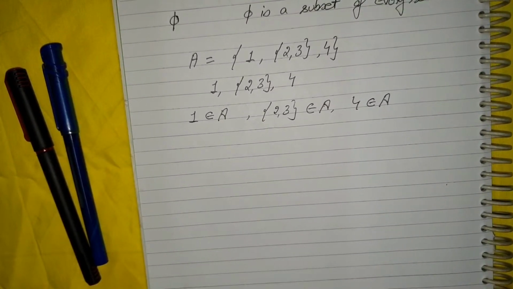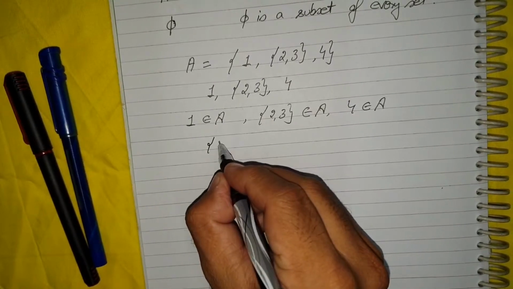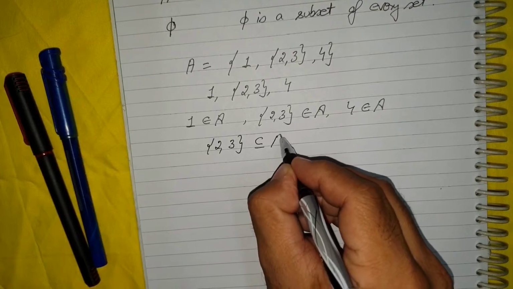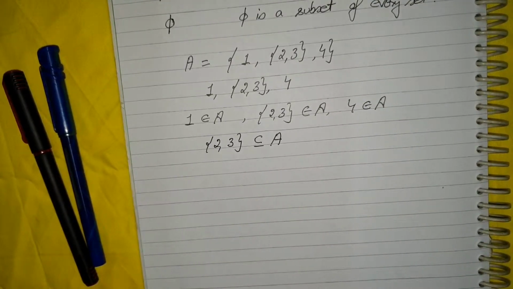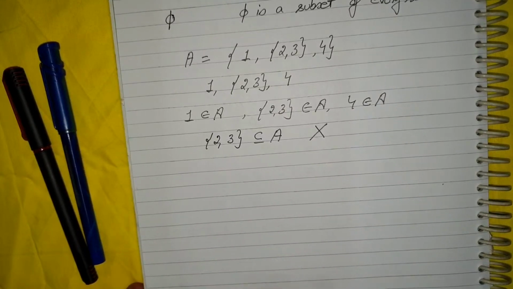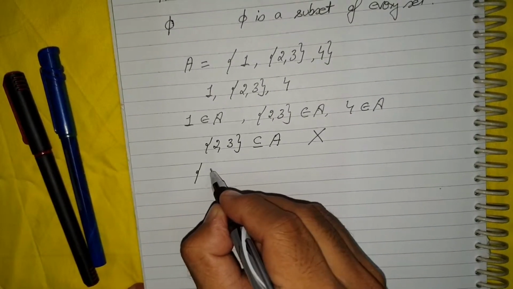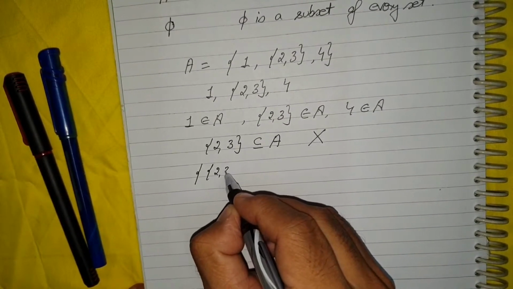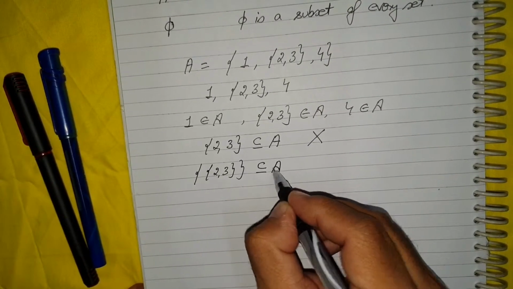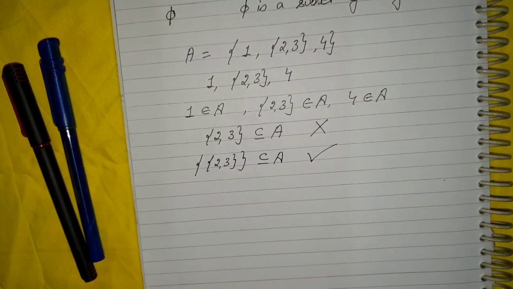But if I write {2, 3} is a subset of A, now this is a wrong statement. The correct way to write is {{2, 3}} is a subset of A. This is the correct way to write, the correct statement.